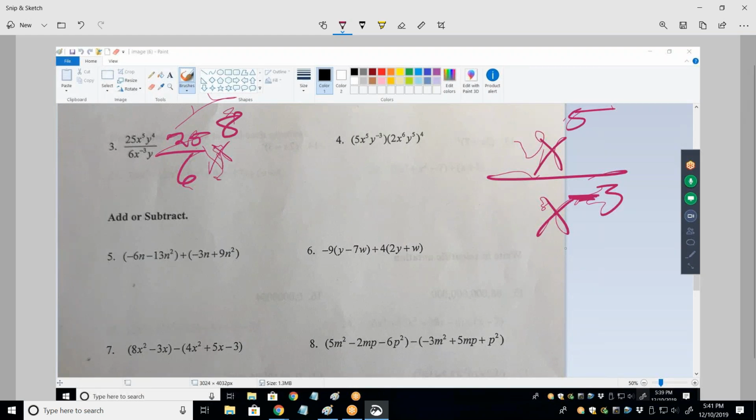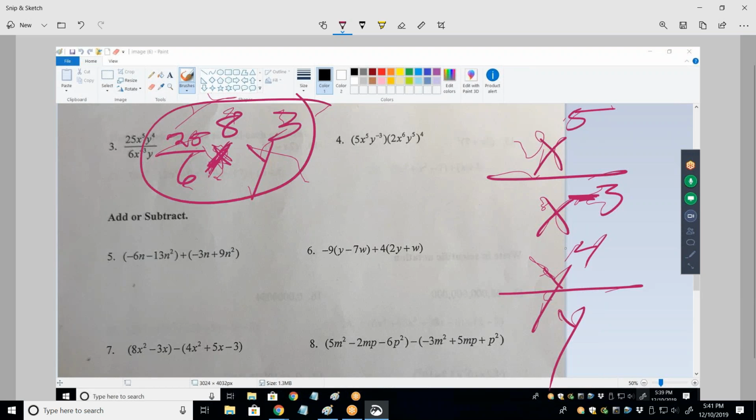Now, let's handle the next variable, y. What is y to the 4th divided by y? Again, subtract the exponents. You have division going on. Is it 3? Yes, y to the 3. And that's your final answer.